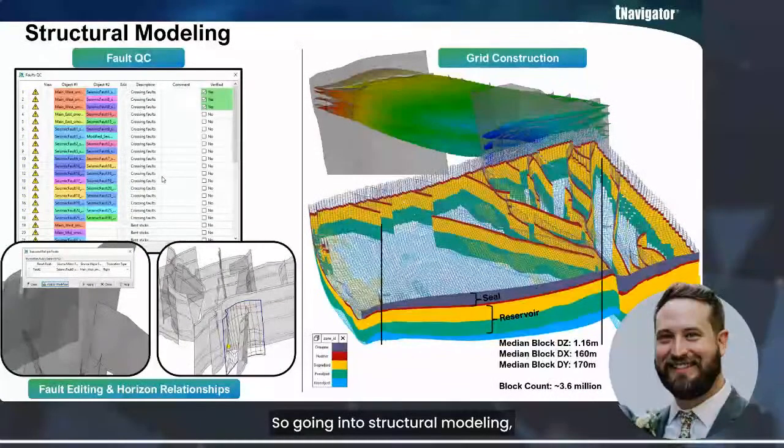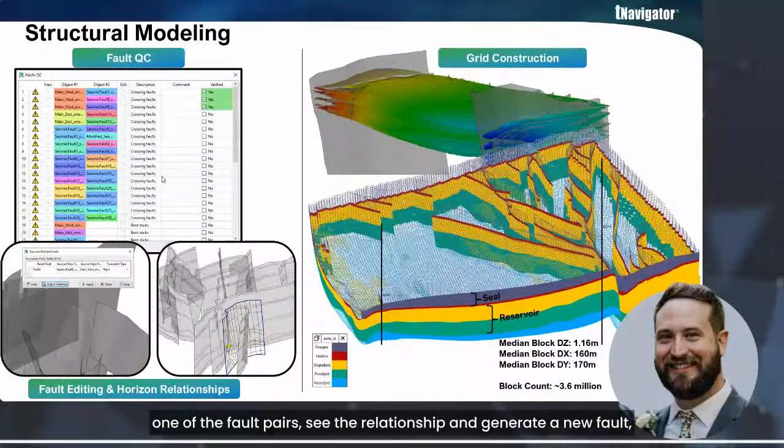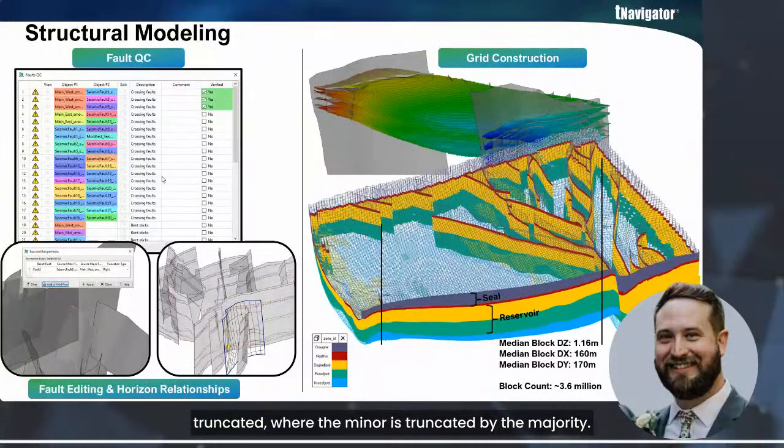So going into structural modeling, we start with fault QC, right? So when we have our faults, maybe they're not always the cleanest coming from seismic data, but we can use the tools in T-Navigator to start editing those faults, whether manually, individually, or using our fault QC tool where we can see fault relationships, see where they're crossing, where they're bent, where there might be some issues with them. So let's say we have some crossing faults and we need to perform some truncations. We can do that easily using this tool, right? Where we can click on one of the fault pairs, see the relationship, and generate a new fault truncated where the minor is truncated by the major.